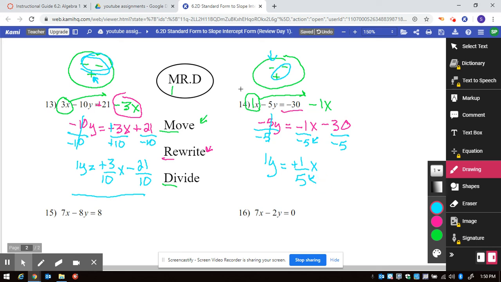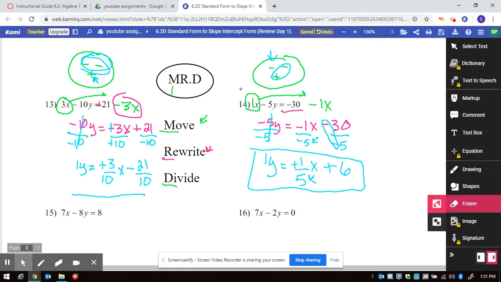And negative 30 divided by negative 5, a negative and a negative is a positive. 30 divided by 5 is 6. And so that is your answer in slope-intercept form. Okay. And make sure you know that that's an arrow right there.